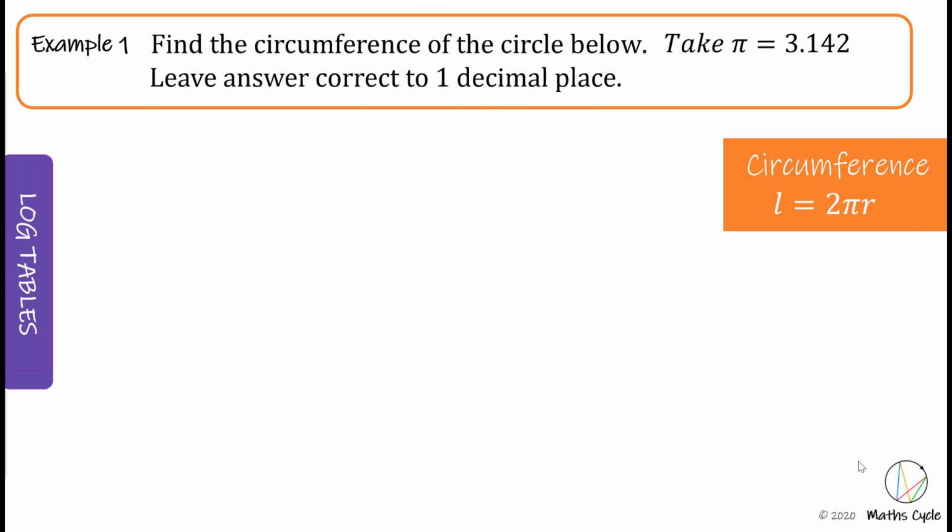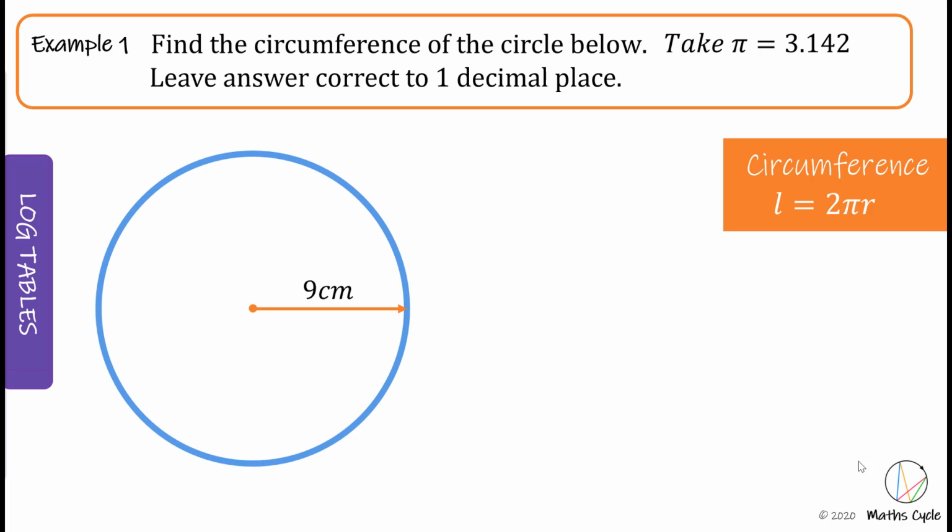Example number 1: find the circumference of the circle below. Take pi equals 3.142 and leave the answer correct to 1 decimal place. We can see we have a circle here with radius 9 centimeters. First of all, write out your formula, and always do that because very often you get attempt marks for just writing out your formula. Then we're going to sub in 3.142 for pi like they asked in the question, and remember when you're subbing in use brackets, and we're going to sub in 9 for r using brackets.